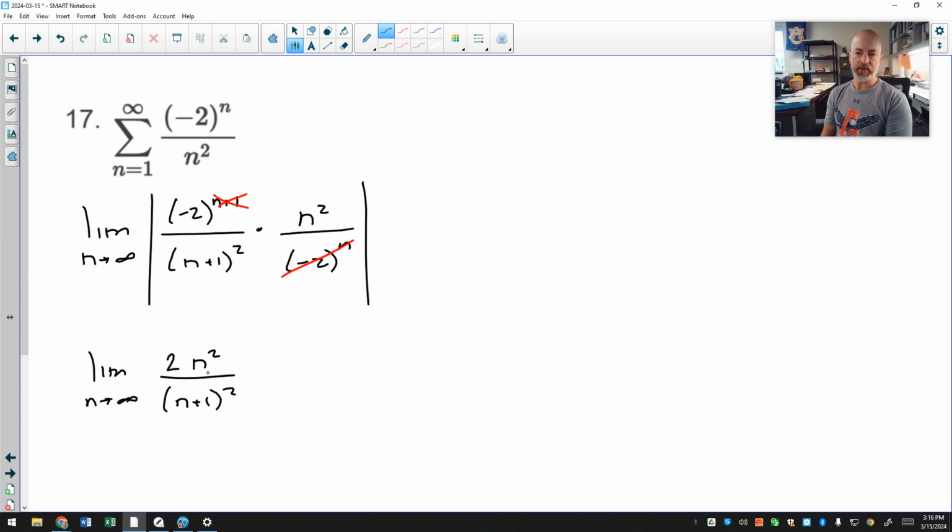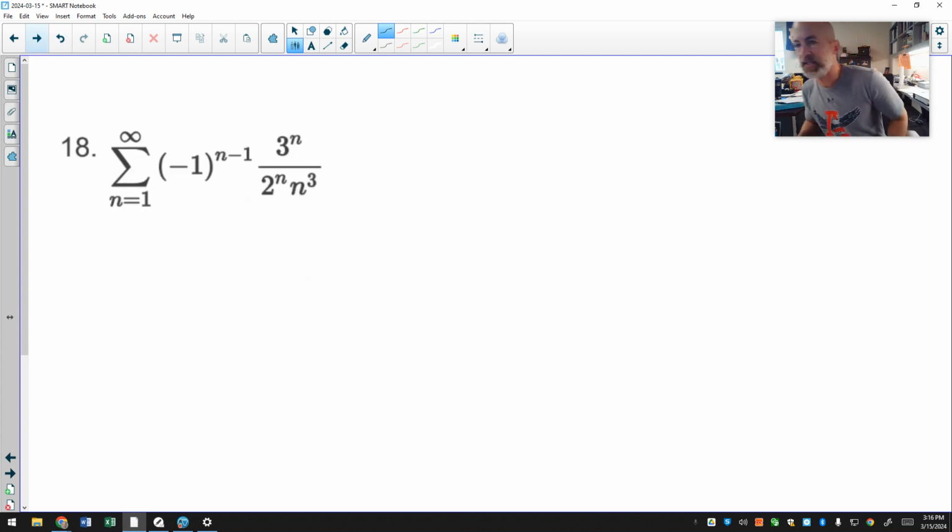And I now have a limit where top degree and bottom degree are equal, and therefore I can divide their coefficients, and I get an answer of 2. 2 is greater than 1. Therefore, this series does indeed diverge. So we have a divergent series for number 17, and that was a pretty clean ratio test. Nothing too tricky there.